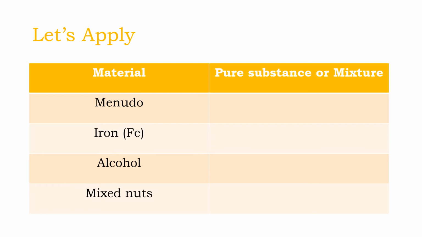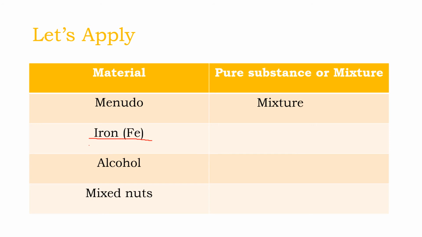Okay, so let's apply now. Tingnan natin kung makaklasify na natin yung material as pure substance or mixture. Okay, the first given material here is menudo. Menudo po ay isang klase ng ulam. Okay, so pinagsama-samang pork. And then may sauce. So may mga ingredients na iba't ibang klase. So ano po kaya siya? Pure substance po kaya siya or mixture? So siya po ay mixture. Tama.